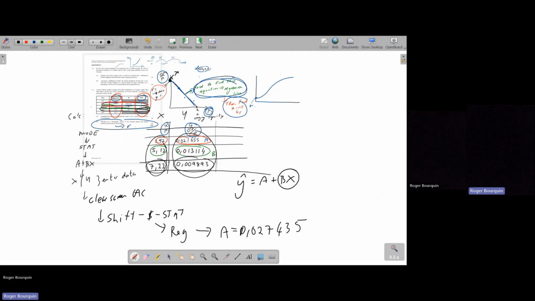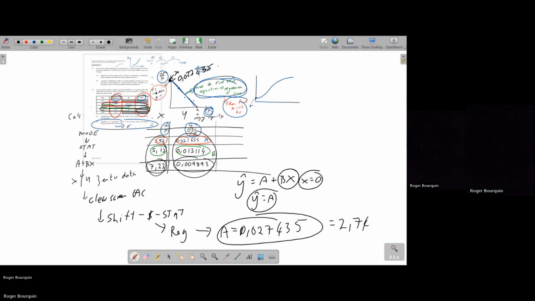Remember, we're looking for R, which is the y-intercept of that graph. So effectively, apologies, your y-intercept, so you let x be equal to 0. And so in this model, your y-intercept, which is R, is going to be 0.027435. So that is the question answered. But just a reminder, sorry, they wanted it as a percentage, so 2.74% is going to be your intrinsic growth rate.